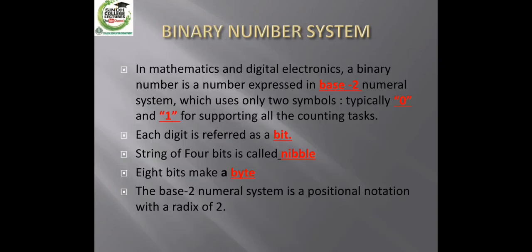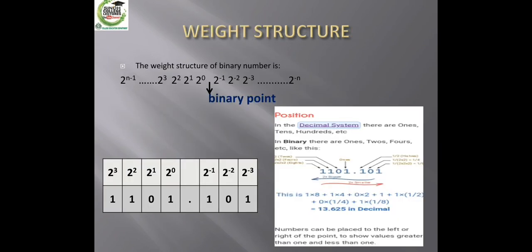Binary number system. In mathematics and digital electronics, a binary number is a number expressed in the base 2 numeral system, which uses only two symbols, typically 0 and 1, for supporting all the counting tasks. Each digit is referred to as a bit. A string of 4 bits is called a nibble. 8 bits make a byte. The base 2 numeral system is a positional notation with a radix of 2. This is the weight structure of the binary number system.